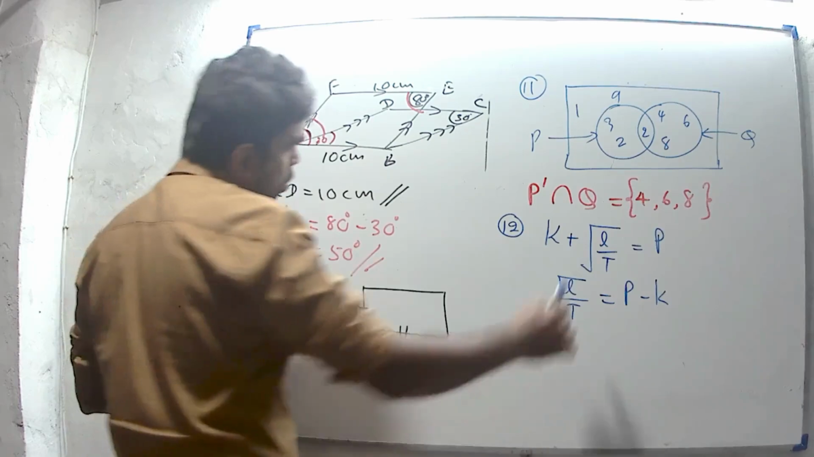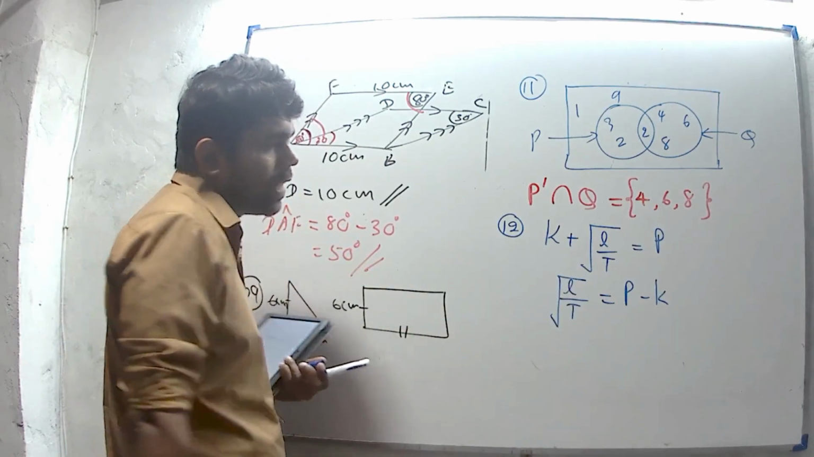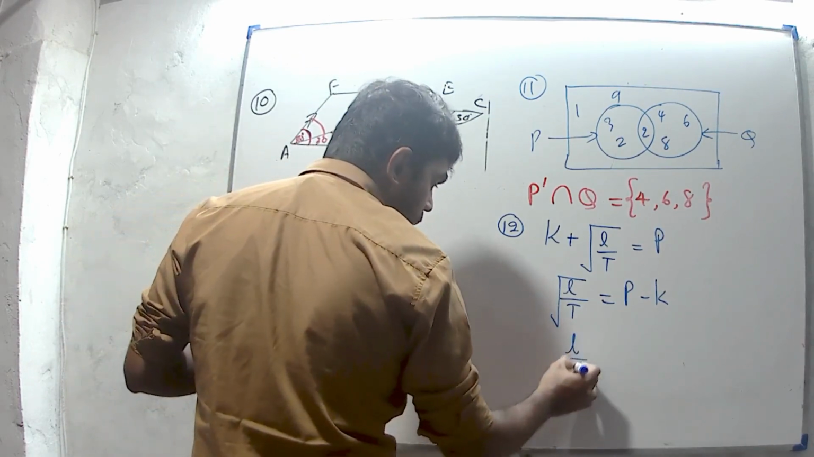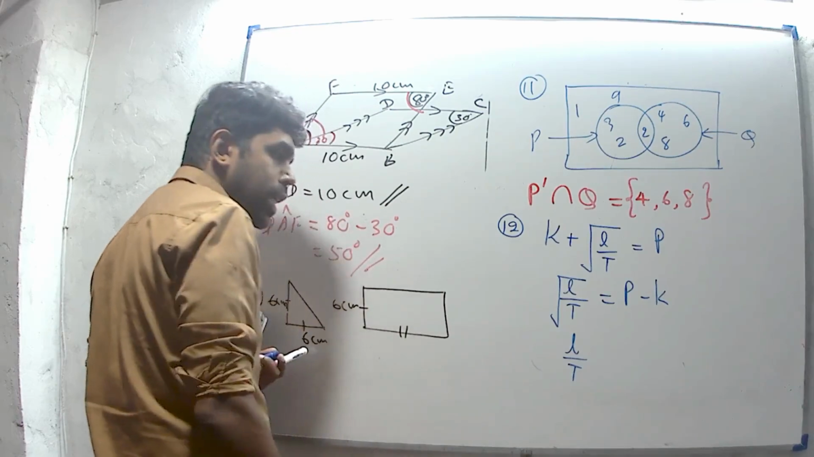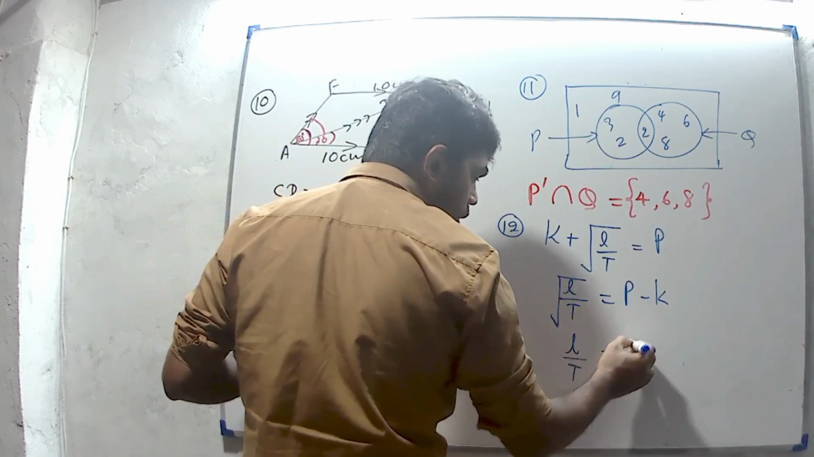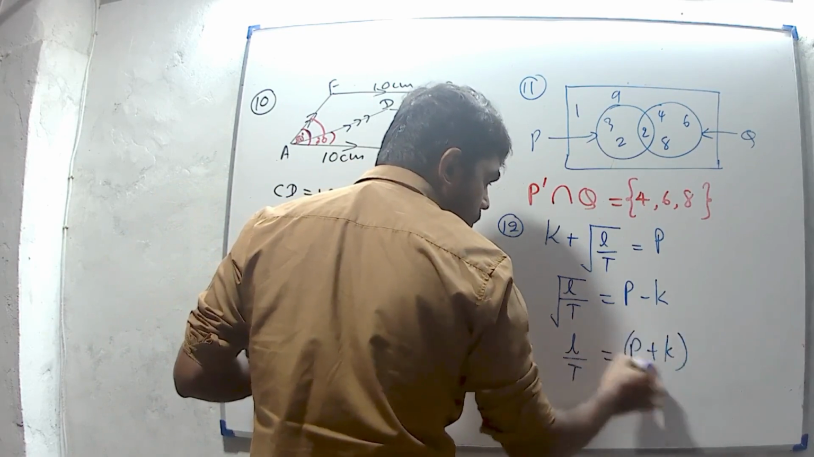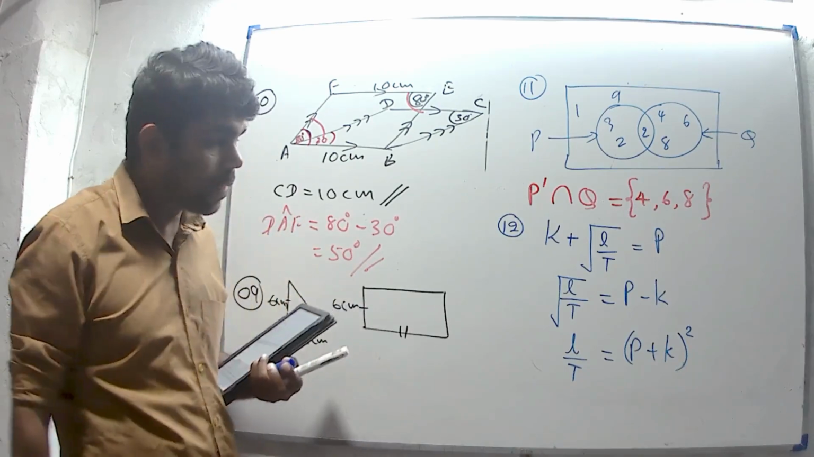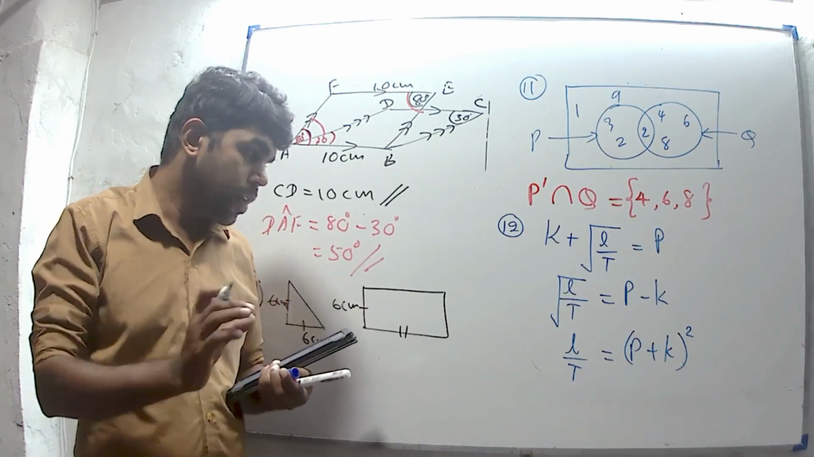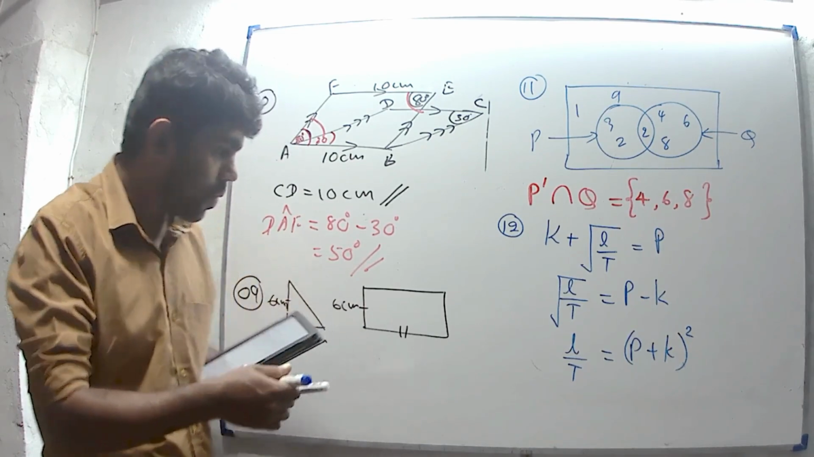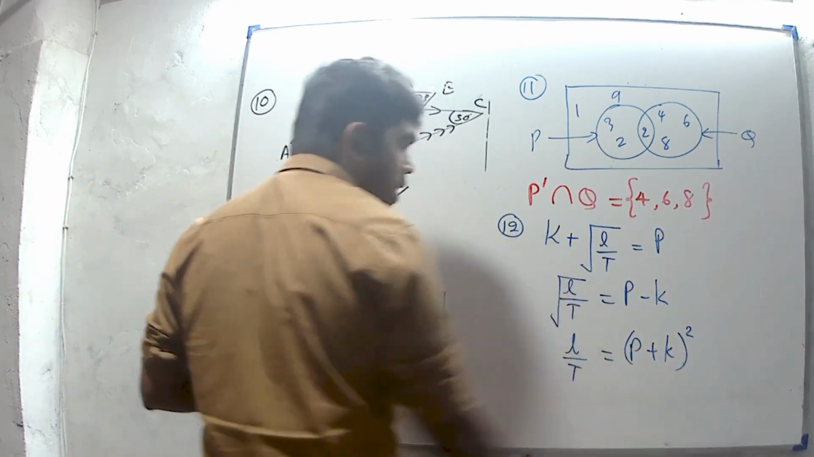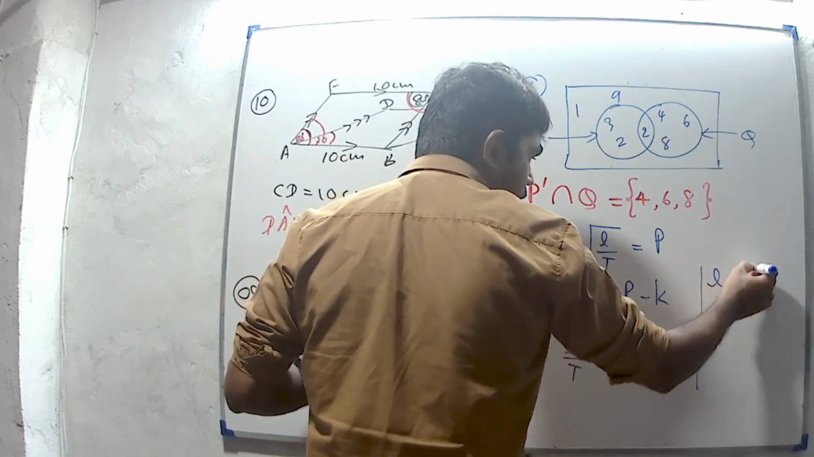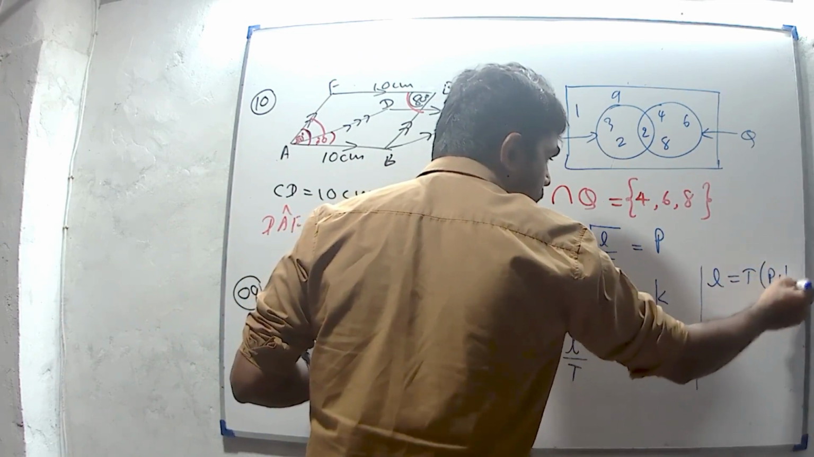Then we have to remove this square root. When removing the square root, we have to square the equation. We can write L over T. I have removed the square root on the left hand side. We have to put the square on the right hand side. We can't square the terms separately. We have to put the square of both terms. Then I will bring T to the right hand side, multiplying by T. We have to write it as a product: T times P plus K squared.